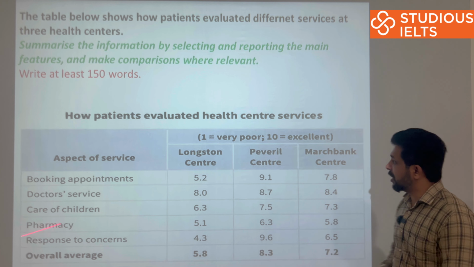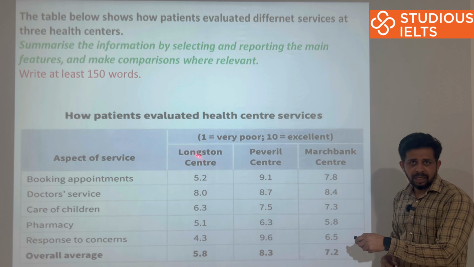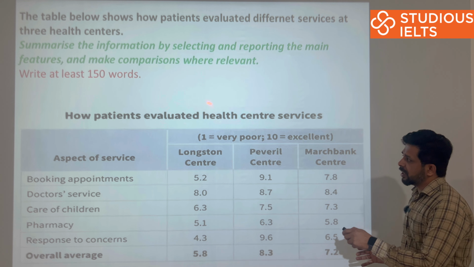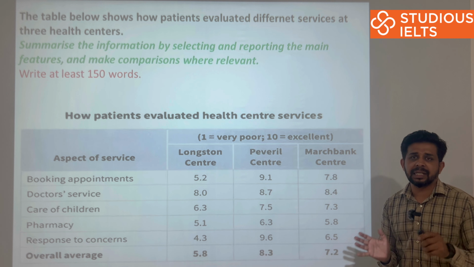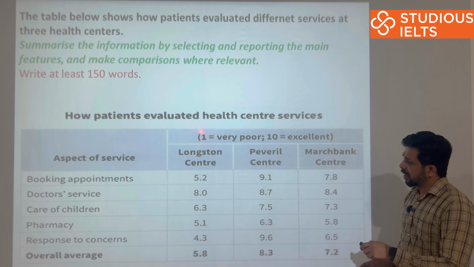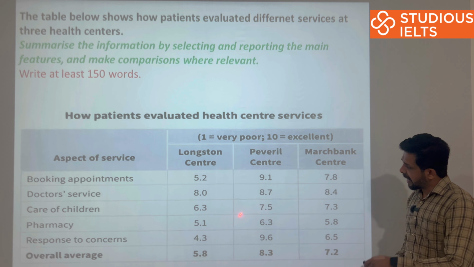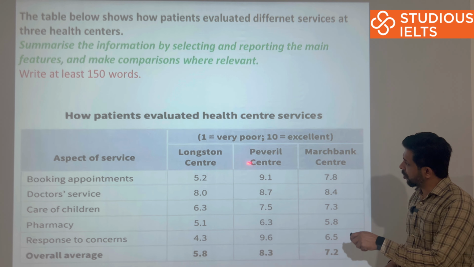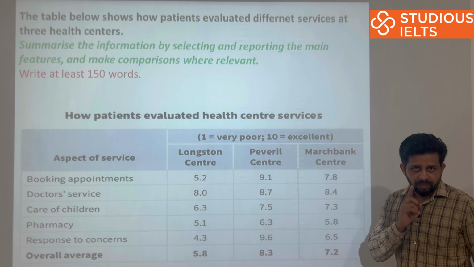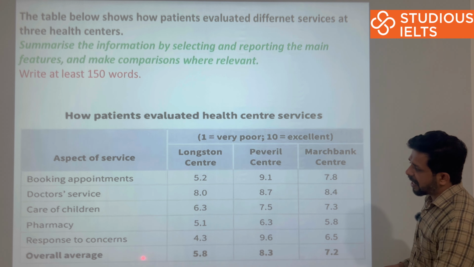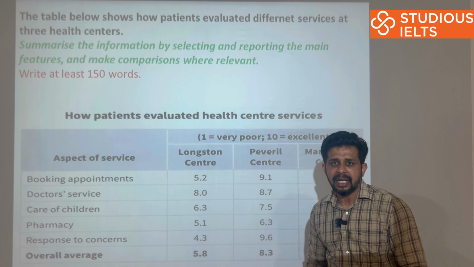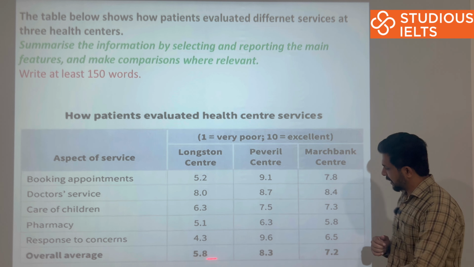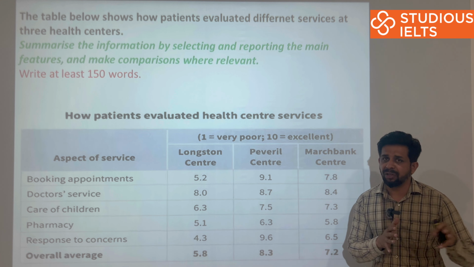We have been given three health centers, and we have been told that patients rated those centers on a scale of 10, and here is the data showing how much rating each of these got. Next, they have also divided the services rated by the patients into 5 different categories, and finally there is an average at the end of the table.